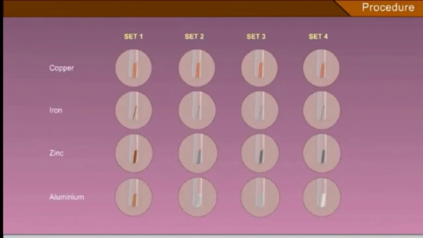B. Order of activity of metals in decreasing order. From the above experiment, it can be concluded: 1. Aluminium is the most reactive metal. 2. Zinc is less reactive than aluminium but more reactive than iron and copper. 3. Iron is less reactive than aluminium and zinc but more reactive than copper. 4. Copper is the least reactive metal. Thus, the order of reactivity of metals in decreasing order is aluminium > zinc > iron > copper.